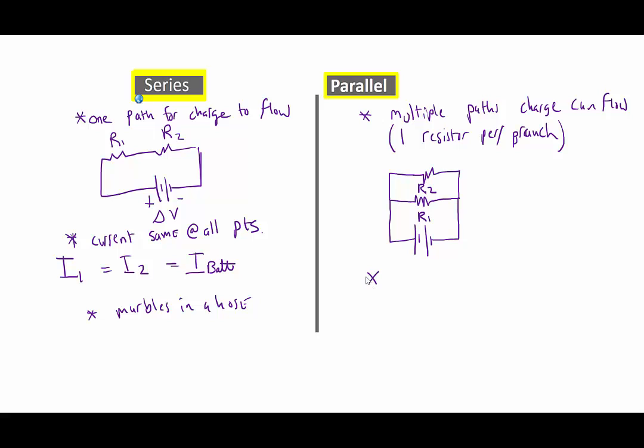So what I did when I looked at that, and I looked at the current through each branch, what we noticed was that the junction rule was true. All the current flowing into a branch was equal to the current flowing out of that branch.